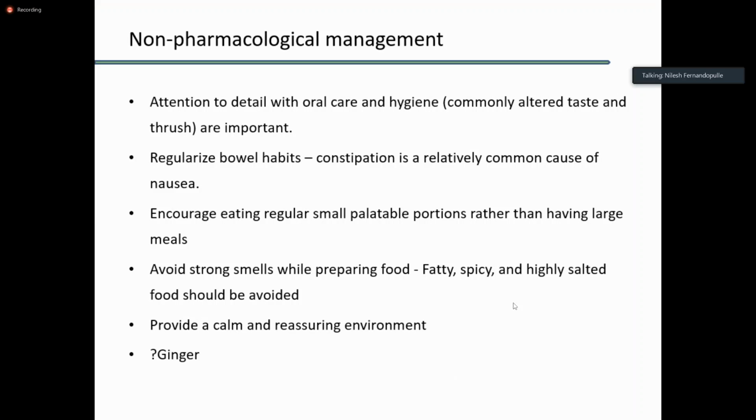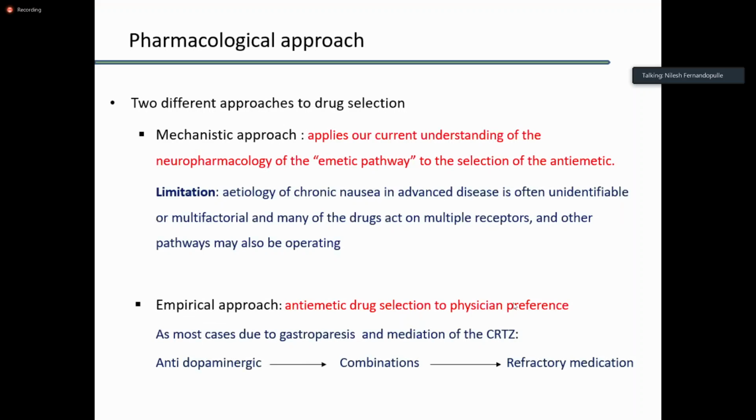Ask them to eat regular, small, palatable portions rather than large, big meals. So 6 small meals rather than 3 big meals, and avoid strong smells. Fatty, spicy, highly salted food, patients say they trigger nausea and vomiting, so you might have to stop or reduce them. If the patient is agitated or anxious, a calm, reassuring environment might be useful. And some people say ginger is useful, but that's something you can suggest and see. So those are a few things about non-pharmacological management.